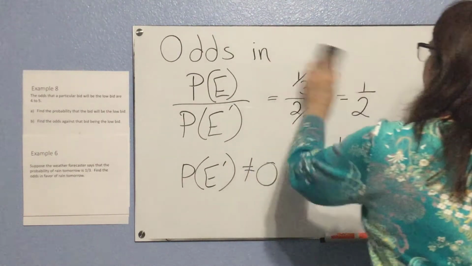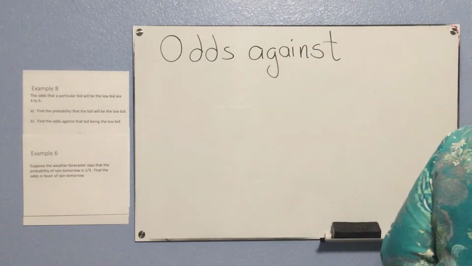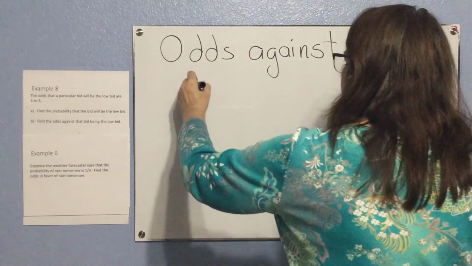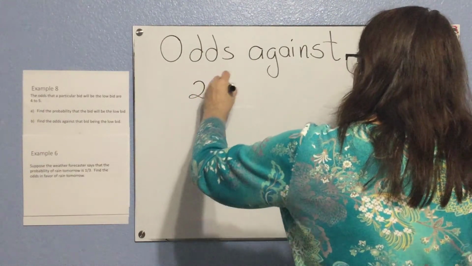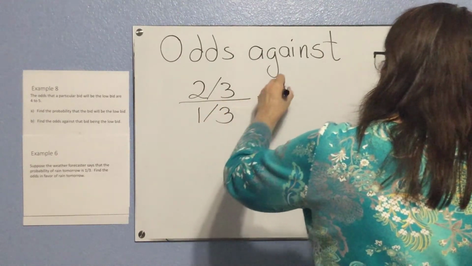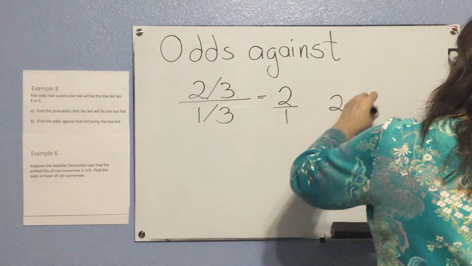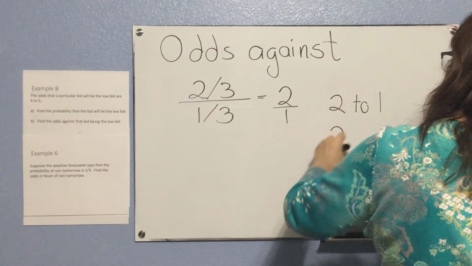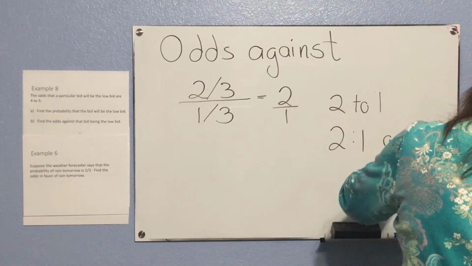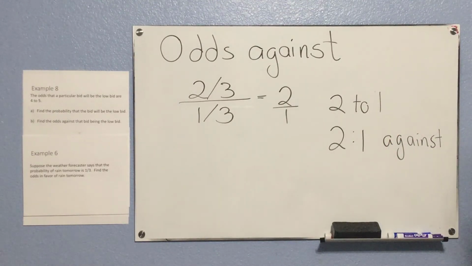Now let's look at the odds against. So this is the odds that it will not rain. And this time we're going to put the probability that it will not rain divided by the probability that it will rain. So this is 2/1, or we would say 2 to 1, or 2 to 1 against. So I would say the odds against rain are 2 to 1.